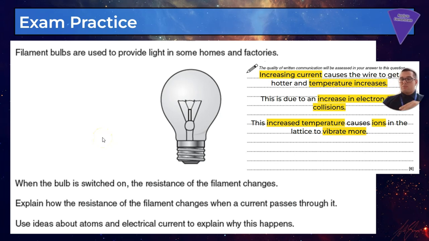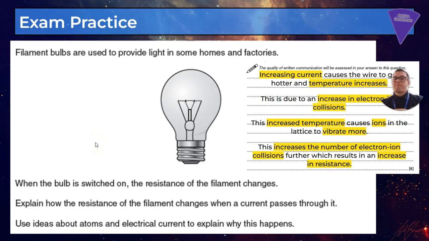The result of that increased temperature, as I've said, means you increase the kinetic energy of the ions, so they will be vibrating more, because in a solid, those particles are in a fixed position but are free to vibrate. Okay, that's how their energy is expressed. And the consequence of that is, if you have more vibrations, that is further going to increase the number of electron-ion collisions, which then causes more resistance.